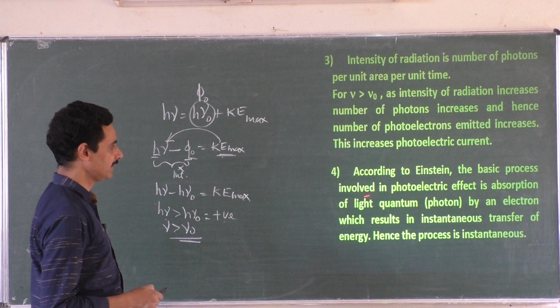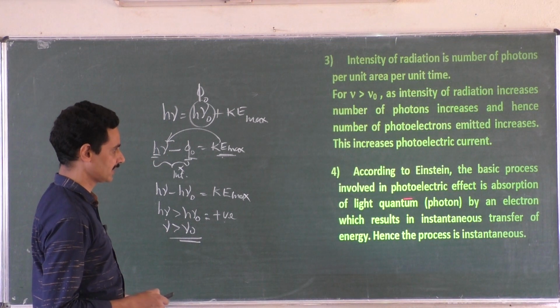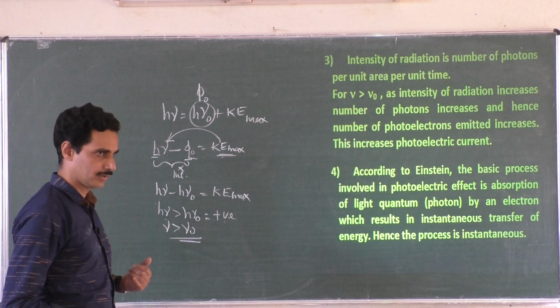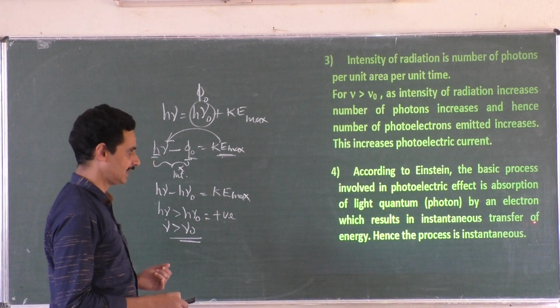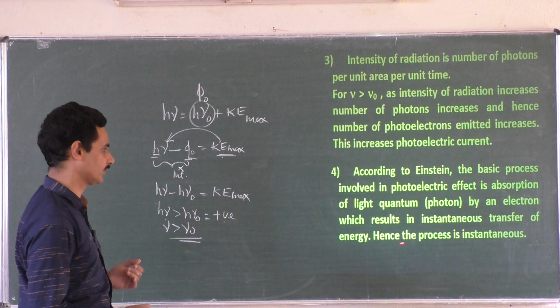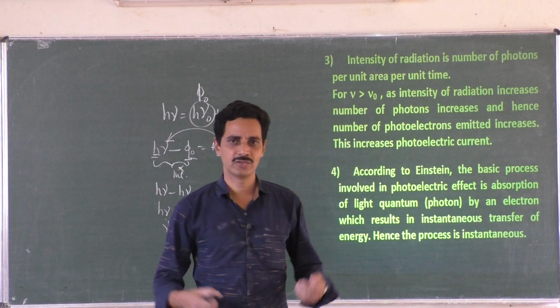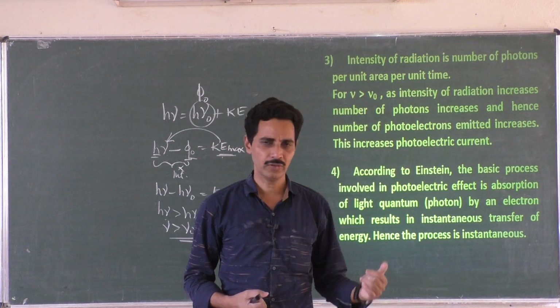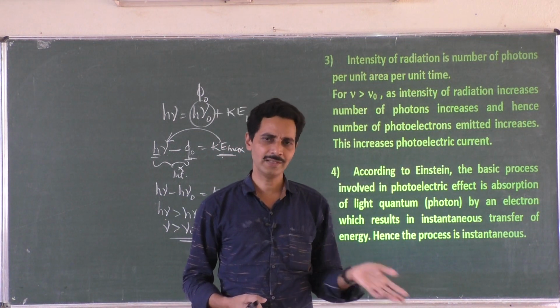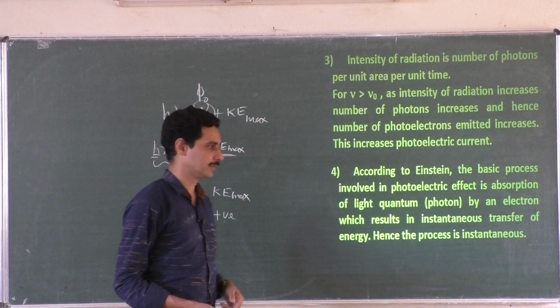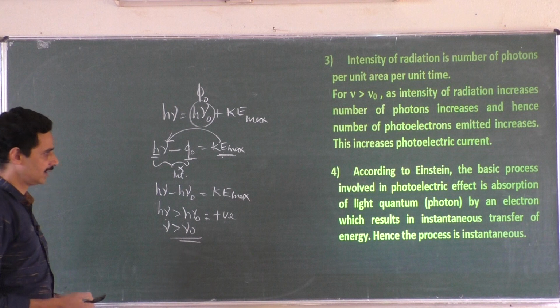According to Einstein, the basic process involved in the photoelectric effect is absorption of a light quantum by an electron. The electron absorbs one photon, which results in an instantaneous transfer of energy, and the process is instantaneous. So according to Einstein, it should be a particle-particle collision. As the photon goes, the electron absorbs energy and comes out. The time needed is very little. It is not a wave process. It is a particle process. It is an instantaneous process.